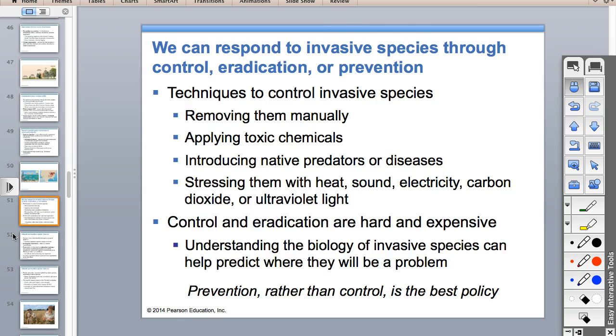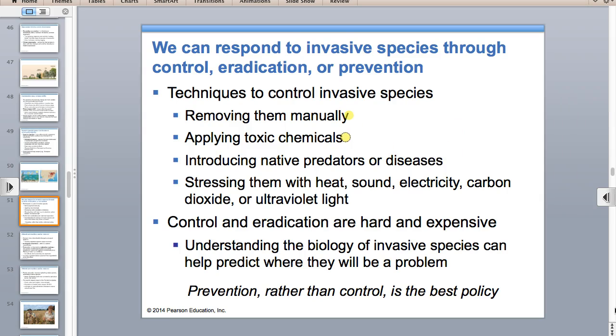I think it's so funny. You can stress them out. You can remove them manually. You can apply chemicals. This would be difficult. This sounds a little crazy. You can introduce native predators or diseases.